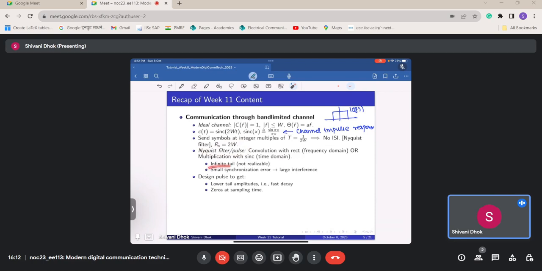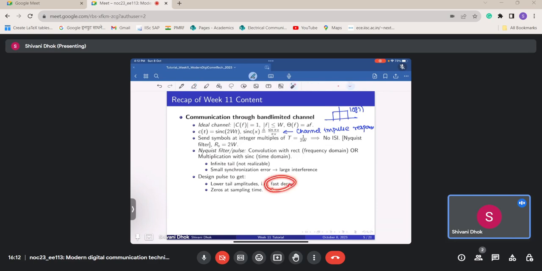So the first thing is it has an infinite tail. Your sinc decays with a 1 by x thing, but it is a slow decaying thing, and it extends to infinity. And suppose we have a small deviation or small synchronization error, then that will cause a large intersymbol interference. So what aim do we have?